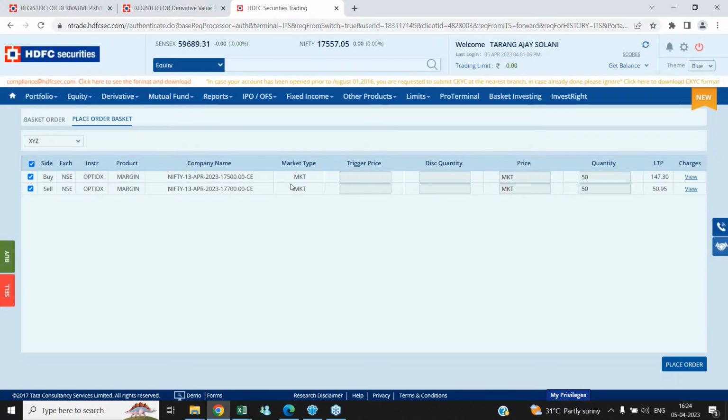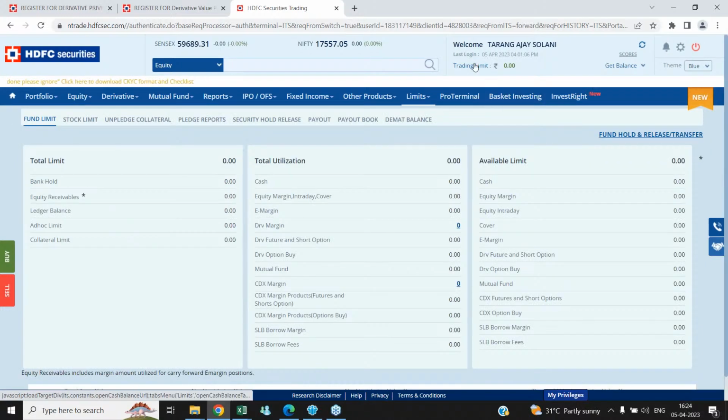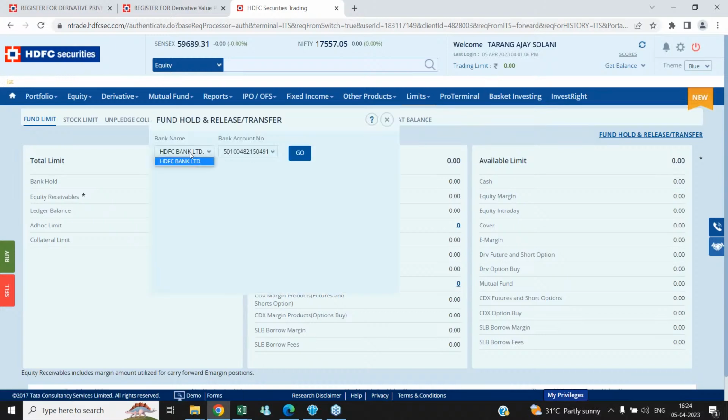One thing you need to make sure is that if you want to execute this order through the basket, with your strategy of both the legs in the basket, you need to first transfer the fund from your bank account to your trading limit. So here, if you click on trading limit, there will be a hold and transfer. You just have to select this.